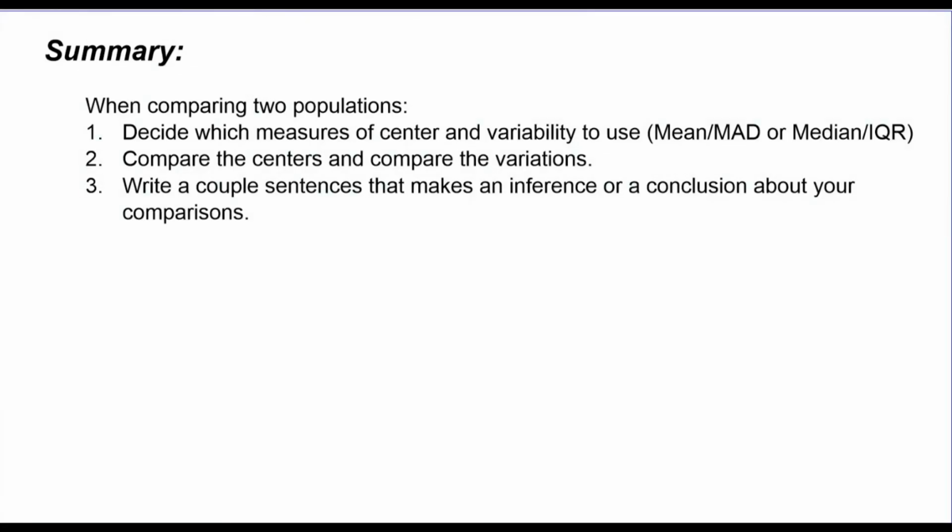Secondly, we want to compare the centers and compare the variations. These are two different angles that we can look at the data set from, the centers and the variations, and then write a couple sentences that makes an inference or a conclusion about your comparisons. Write a sentence about the centers and write a sentence about the variations. And that is how we will compare two populations.